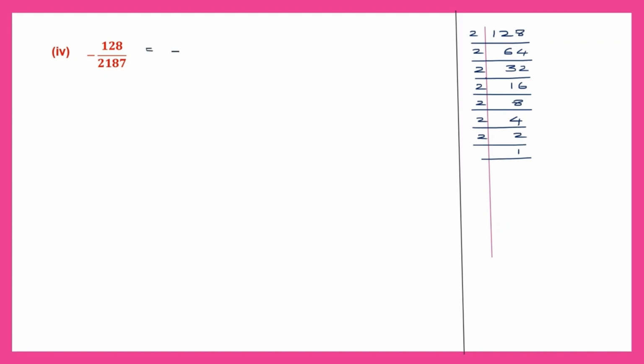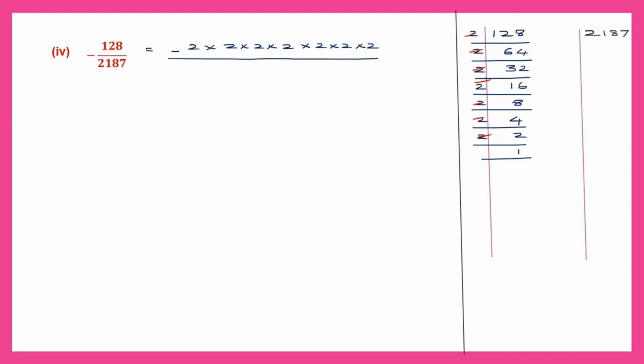Let's put a minus there. Let's count the number of 2's here. So 1, 2, 3, 4, 5, 6, 7 2's. So let's write that. 2 into 2 into 2 into 2, 4. We've got 3 more: 5, 6 and 7. And now we're going to find the prime factors of 2187. So let's do that.